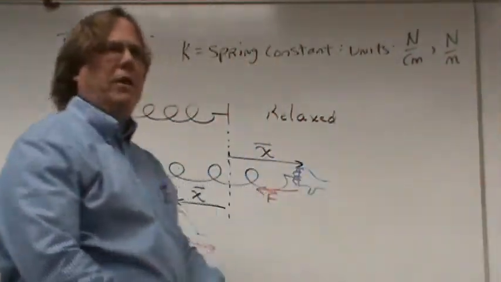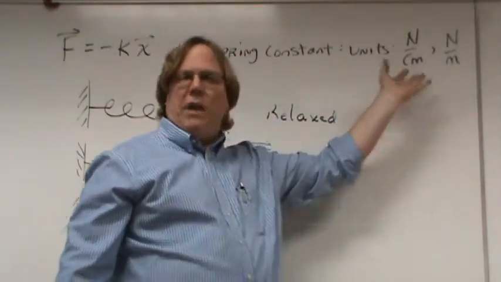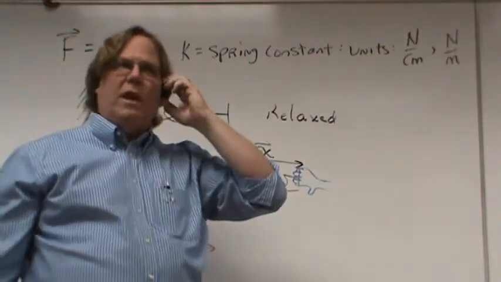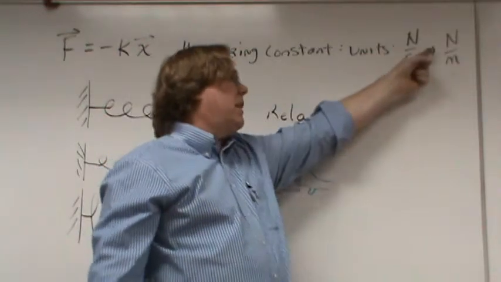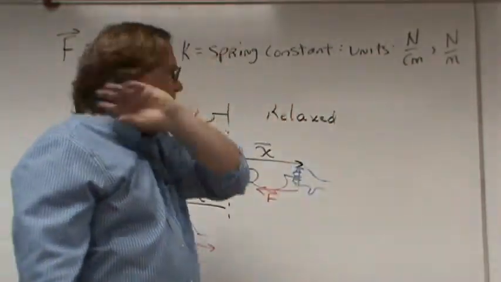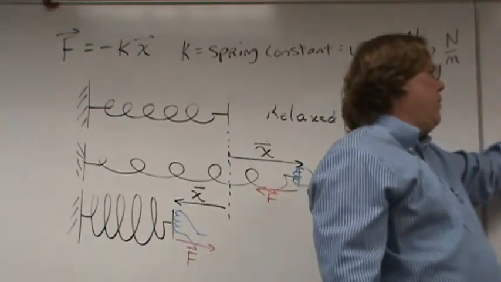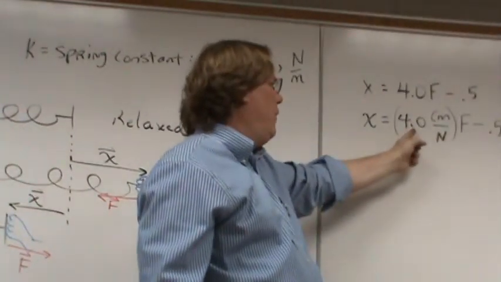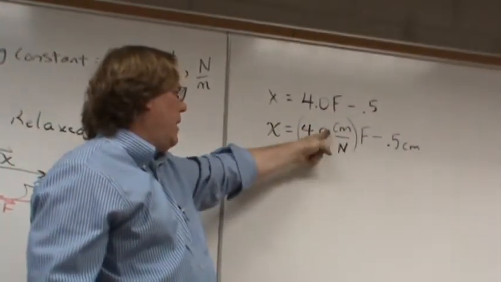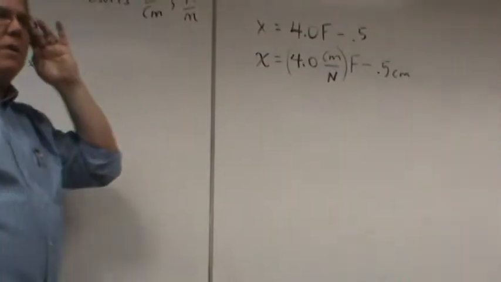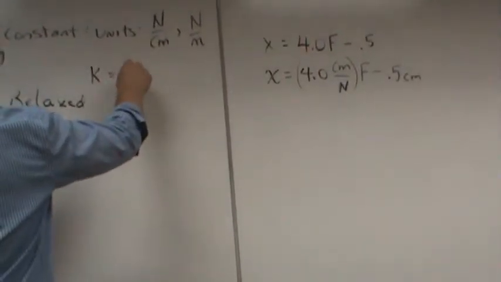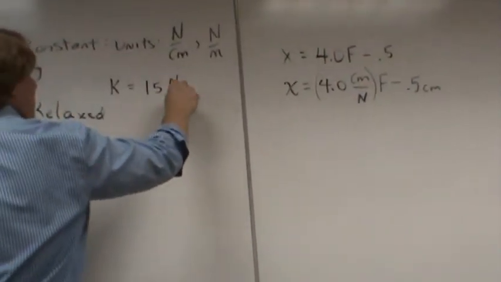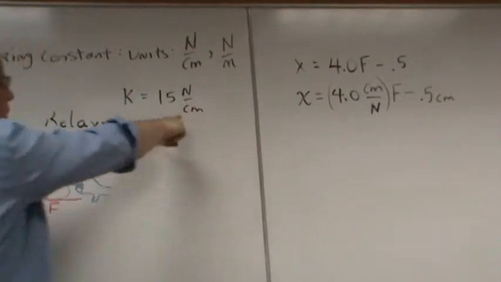And because there's ambiguity, you always have to make sure you tell me what the units of your spring constant are. Don't just say spring constant equals 12, because I won't know whether it's newtons per centimeter or newtons per meter. But you see, it's different from here. Here you're saying, okay, I'm going to stretch 4 centimeters for every newton of force that I exert. But you tell me, let's say I told you I had a spring constant of 15 newtons per centimeter. What would that mean?